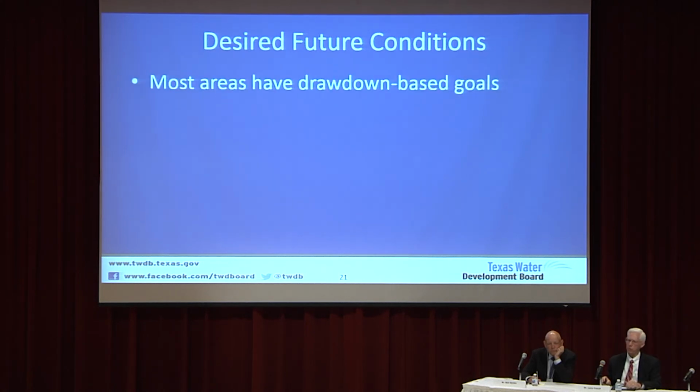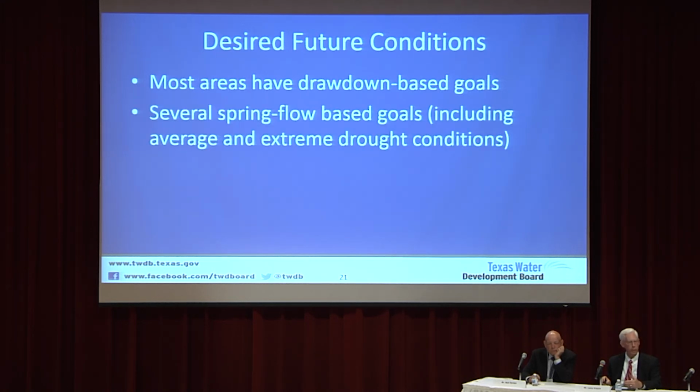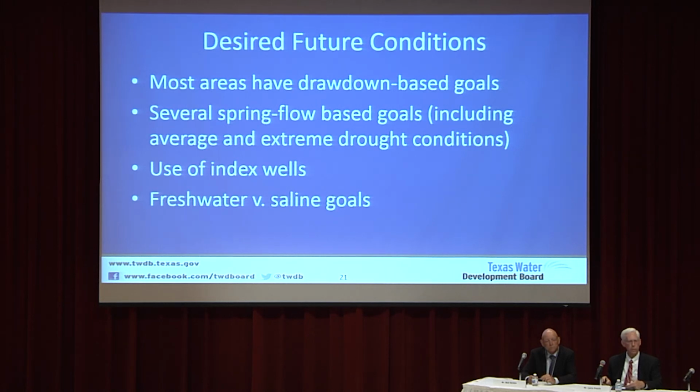Just looking at desired future conditions and policy goals, most of the areas in the aquifer have drawdown-based goals, but there are several spring flow-based goals. I know that the Clearwater District in the northern part of the aquifer in Bell County and the Barton Springs District also have spring flow-based goals. Index wells have been used. As I mentioned, that J17 well is used to help the city of San Antonio make decisions in terms of water conservation. And then the Barton Springs Aquifer District has also considered and used in the past freshwater and saline water desired future conditions. So there's a number of management styles and approaches that have been used in these aquifers.